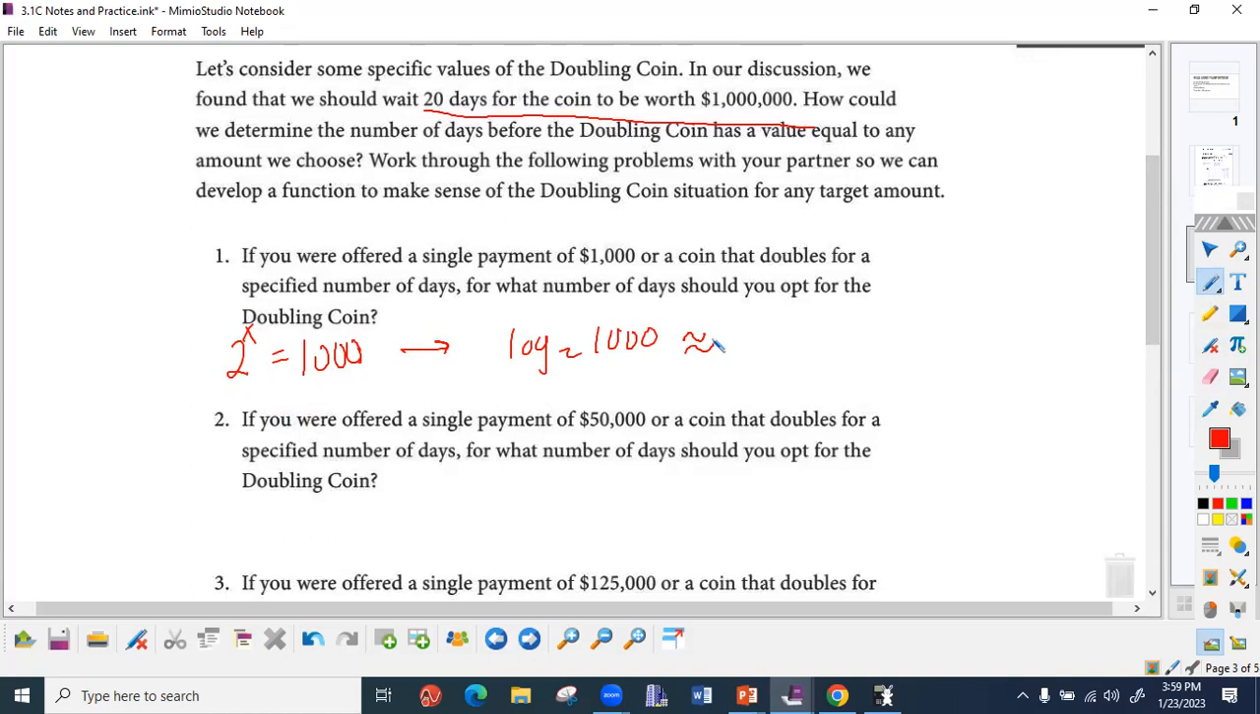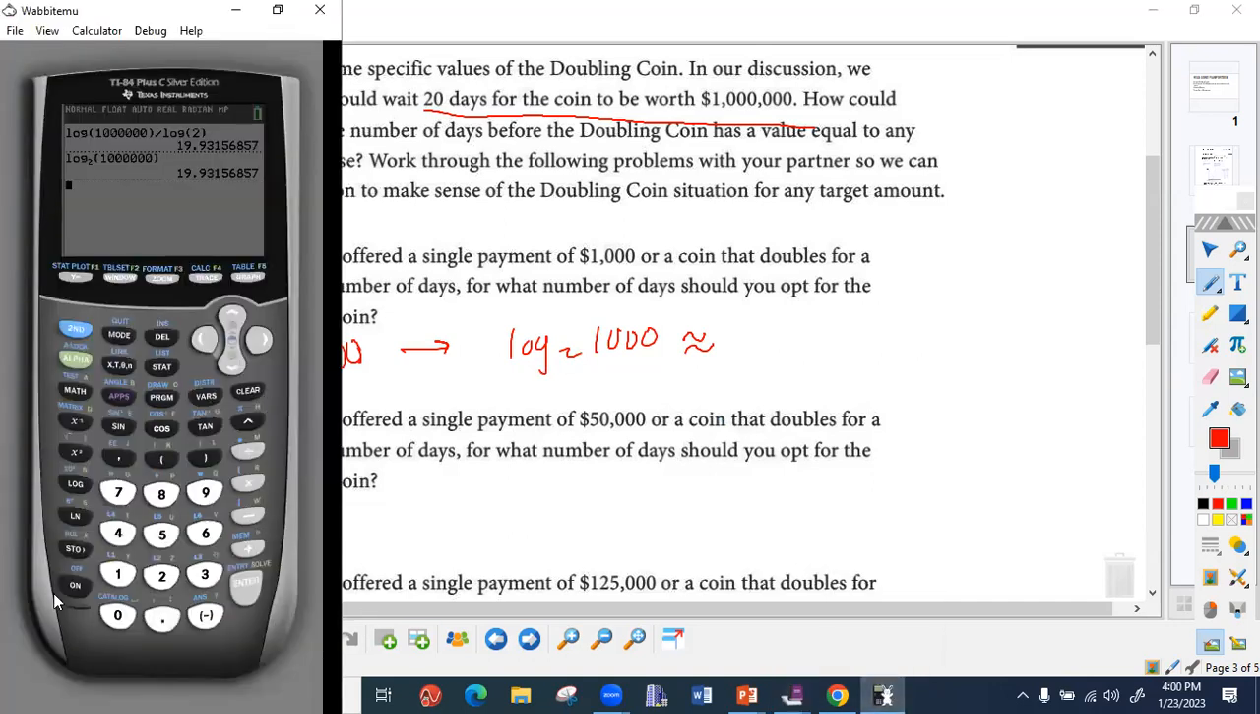Does that make sense? Because the purpose of doing something is to recognize a pattern. That's all math is, a bunch of patterns that were recognized. So with log base 2 of 1,000, what do we get? So we get approximately 9.96 days, which is approximately 10 days.